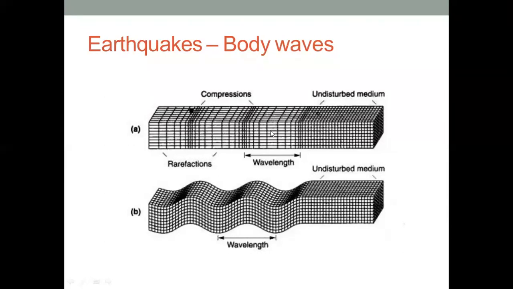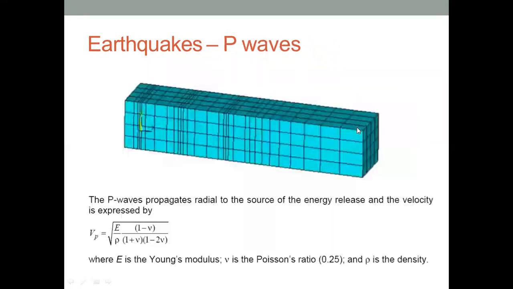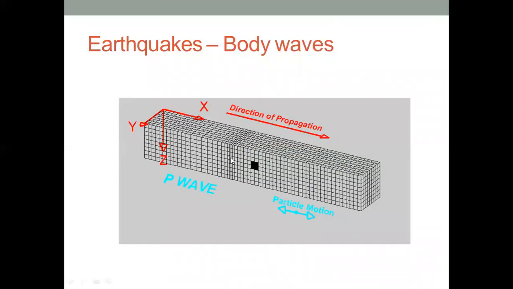One is compression waves. Here the particle movement will be in a pushing and pulling manner only. Another is shear waves. These two, compression and shear waves, come under the body waves category. Here you can see the example of the compression wave. You can see how the movement of the particles happens during this earthquake. All the particles will be compressed along the direction of propagation.